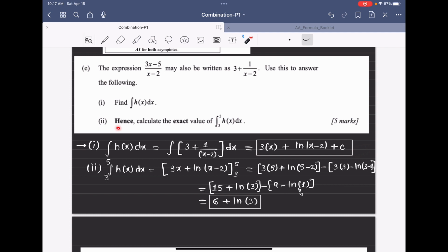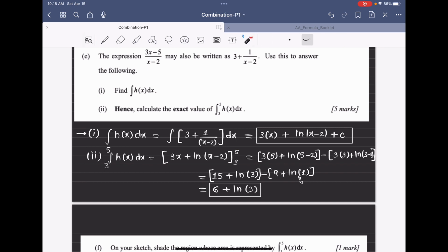But now they say, hence, in bold letters, calculate the exact value of the integration of h of x from 3 to 5. Exact means without decimals. So I'm writing the same. I already know the integration. Don't write c because I know the limits now. So the integration of 3 plus 1 upon x minus 2 is 3x plus ln of x minus 2. When you take integration, do not show the integration. Write down a bracket, write down the upper limit and lower limit behind the bracket. Now substitute the upper limit, substitute the lower limit, the middle sign is minus.